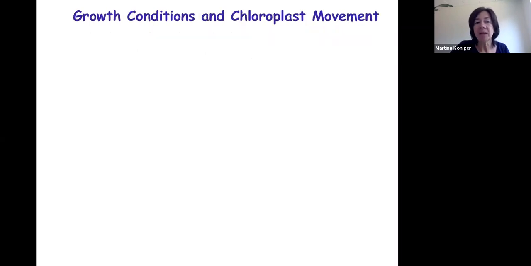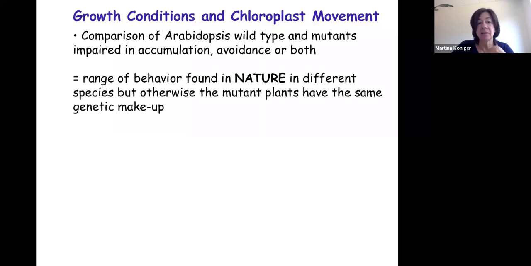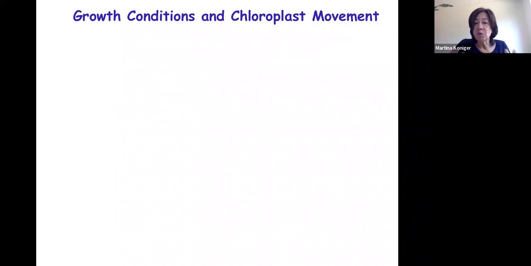And so what we did is we actually went back and we used some mutants. The mutants, again, are these plants. They're all Arabidopsis plants. They all look the same. They grow the same. Everything is the same. But their behavior in terms of can they move their chloroplasts or not, that is different, right? So using that, what we could do is answer the age-old question of nature versus nurture.